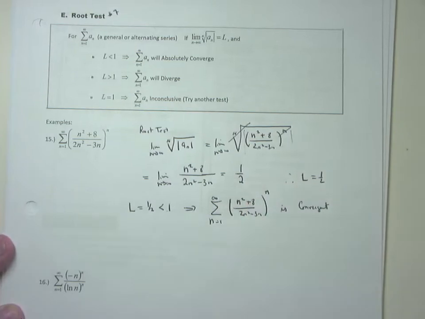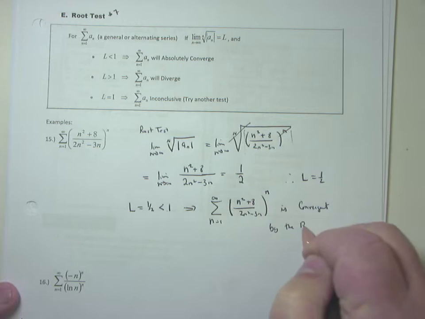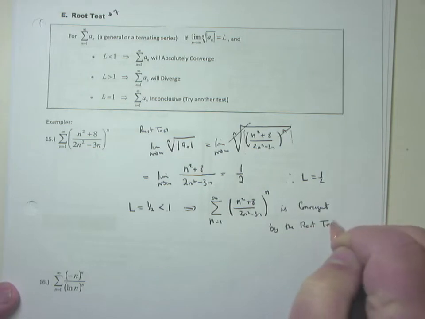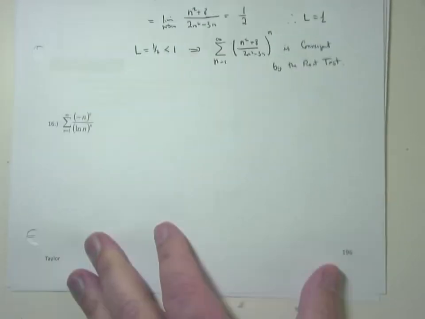This was not an alternating series, so I would not use the word absolutely convergent. We would just say convergent by the root test. Always state what test you use, a statement of completion, so that you actually proved this problem. This is a series that converges by the root test. Does that make sense?